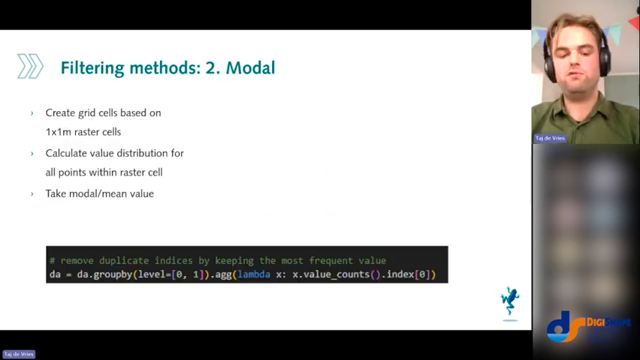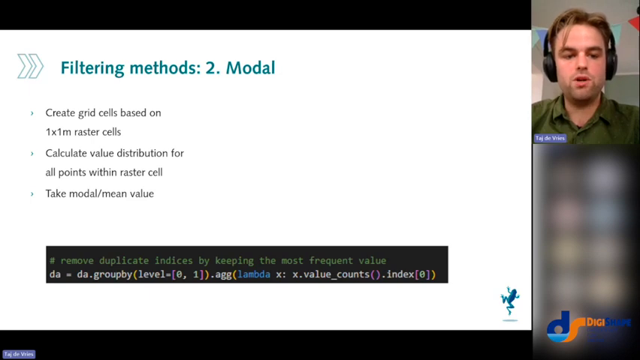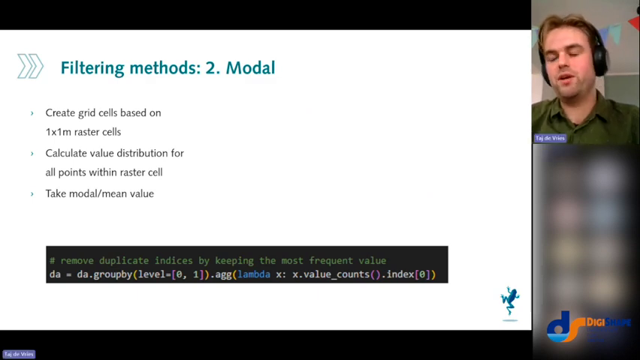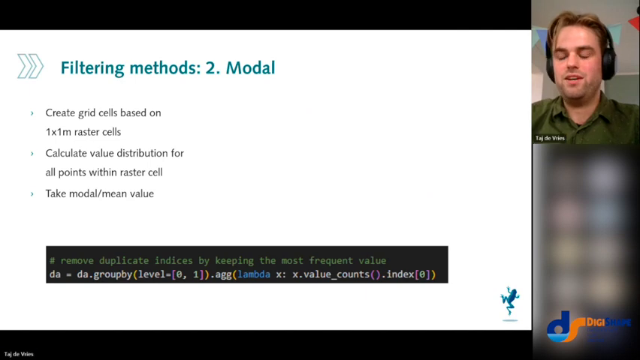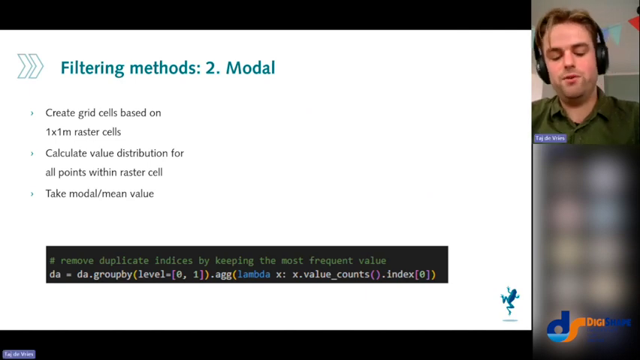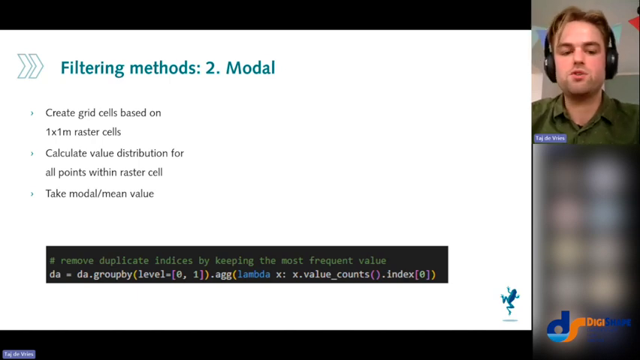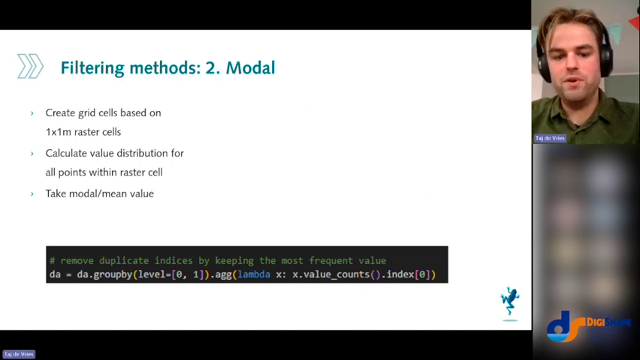Secondly, we have the model value. We preemptively create a raster of, in this case, 1 by 1 raster cells, and we create a value distribution for all the points that are within each raster cell. Then we can take the mode, the mean, or any value you want from within this raster cell, and create a digital elevation model from the modal mean value.